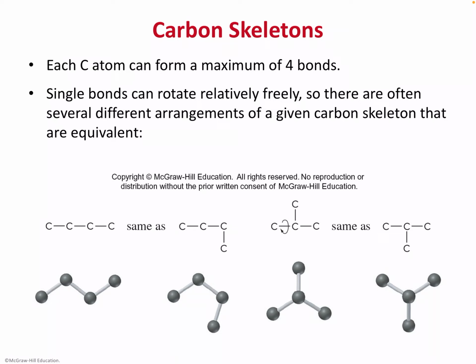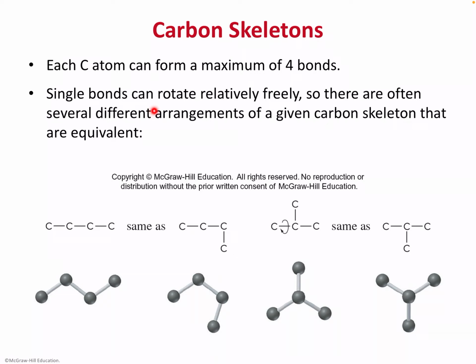Carbon skeletons. Each carbon atom can form a maximum of 4 bonds. Remember, carbon has an s2p2 valence electron configuration, 4 electrons in the valence shell. So those 4 electrons can participate in covalent bonding, creating a maximum of 4 bonds.